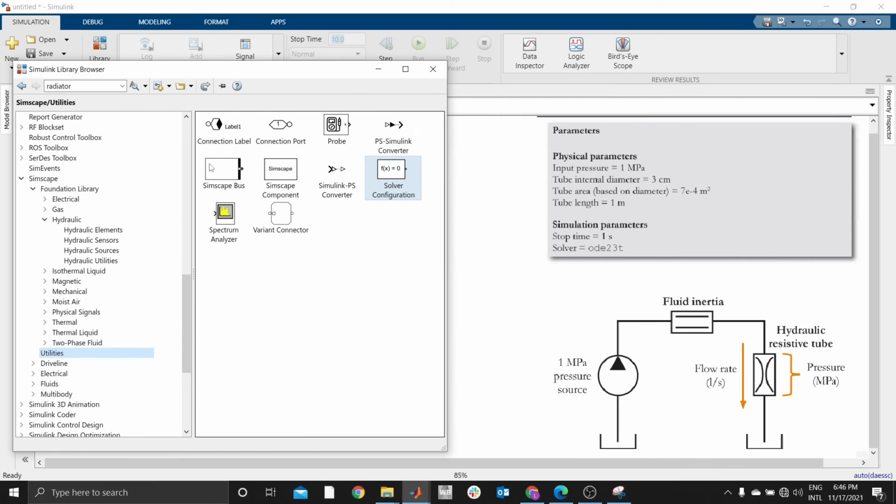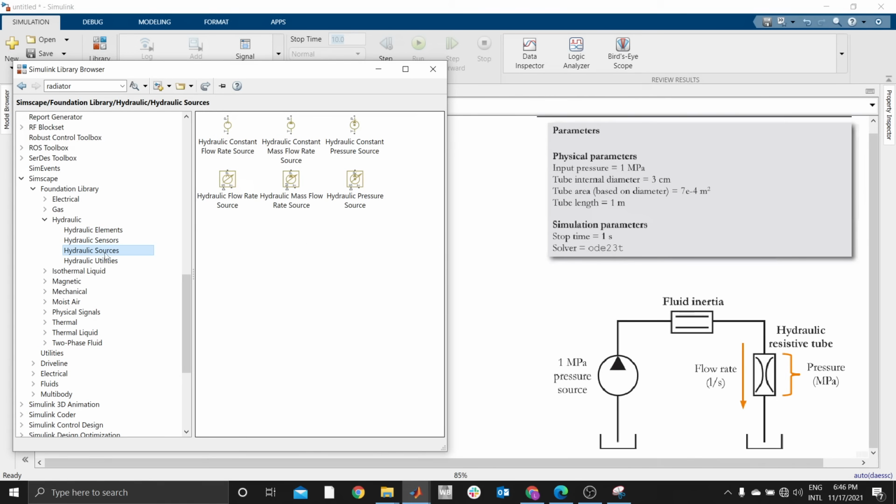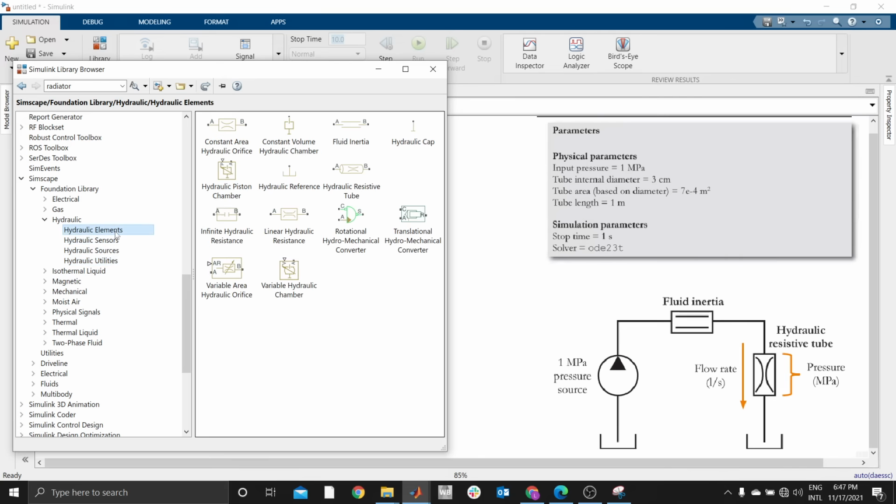We have these elements. Those are the sensors, those are the sources, and those are the utilities. You can see here we have a tank and a pump. Then you have a block that represents the fluid inertia, and a tube that represents the resistance to flow available in the tube, and then back to the tank. Therefore, the tank is our reference. If you go to the elements here, this is the reference, our tank.